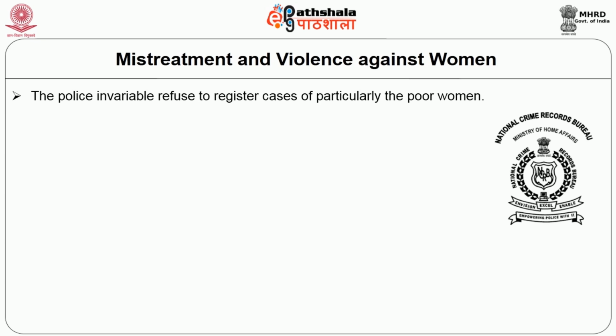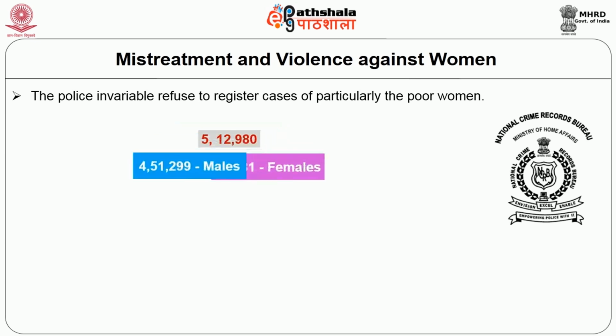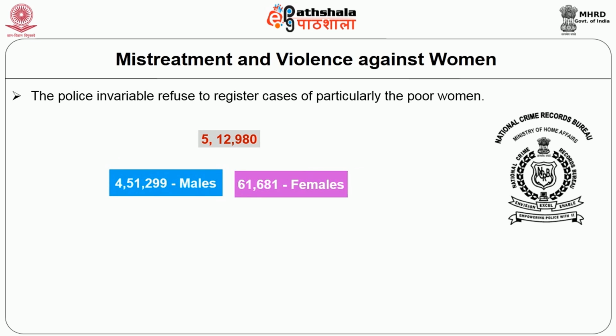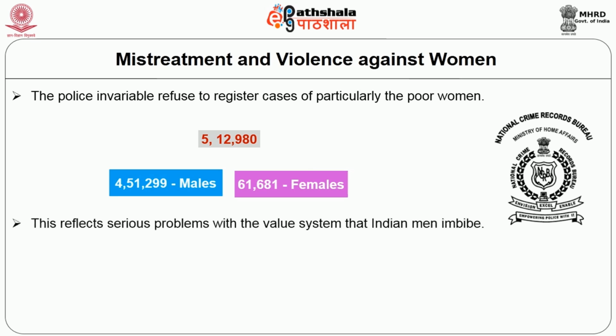However, according to NCRB 2014, a total of 5,12,980 persons, consisting of 4,51,299 males and 61,681 females, were arrested under crime against women. This reflects serious problems with the value system that Indian men imbibe.